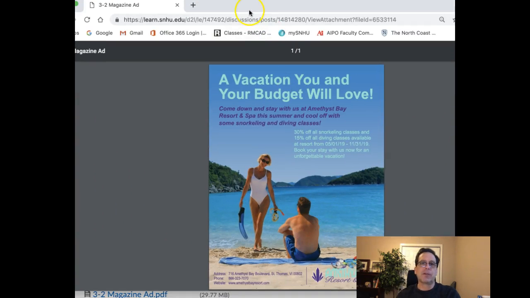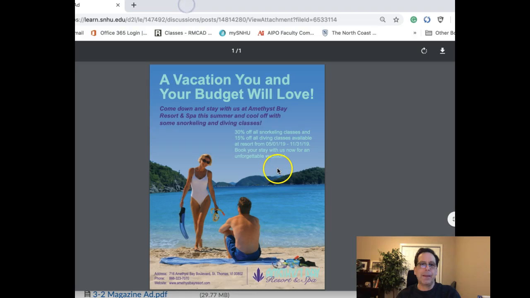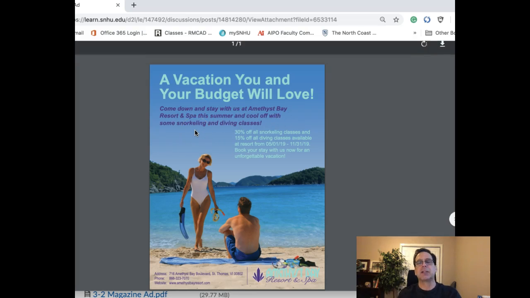Well, let's look at the magazine ad first. I've got both up. The magazine ad's beautiful, there's no question. If there's one thing I would say about it, it's that I would reduce the size of the subhead. The subhead is really, really long.